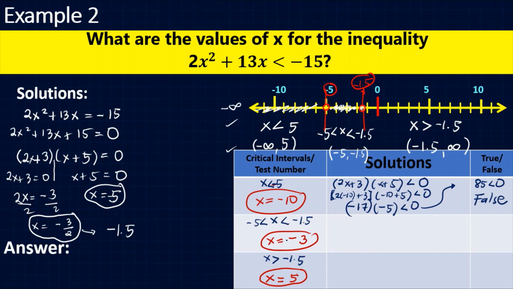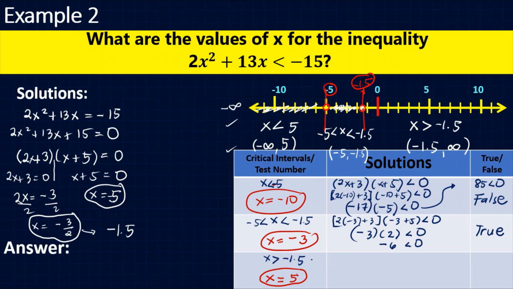Okay, next, let us try negative 3 in this interval. So we have 2 times a negative 3 plus 3, and then we have also negative 3 plus 5, then less than 0. 2 times negative 3 equals negative 6. Negative 6 plus 3 is equal to negative 3. Okay, and then negative 3 plus 5 equals positive 2, then less than 0. Negative 3 times 2 equals negative 6, less than 0. Okay, so nung nasolve natin siya, is a negative 6 less than 0? Yes, so this is true.